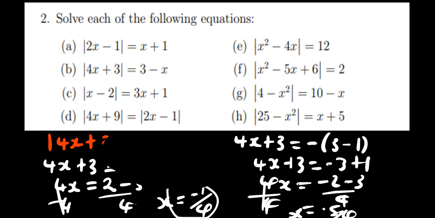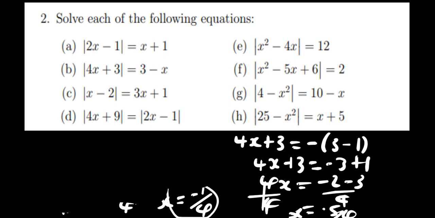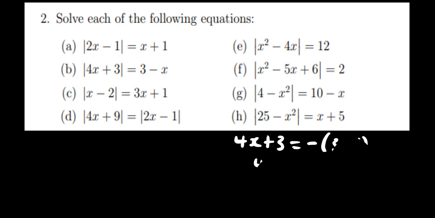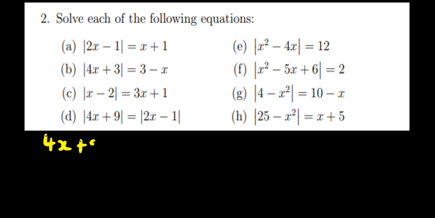Which other one can we solve? Let's solve the one that has modulus on both sides, because it's the same principle. Let's solve D. So the modulus of 4x + 9 is equal to the modulus of 2x - 1.